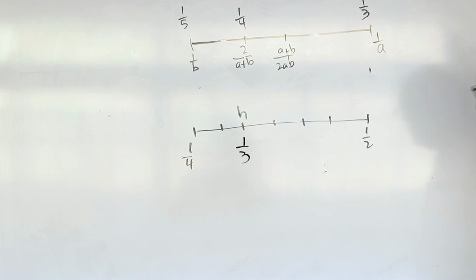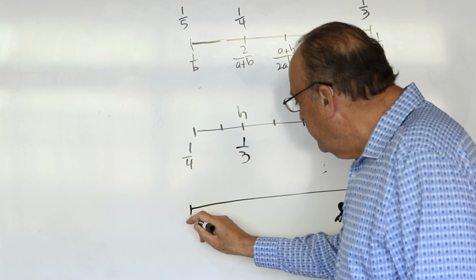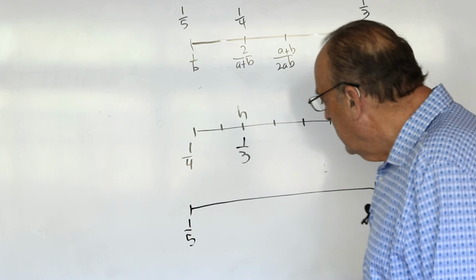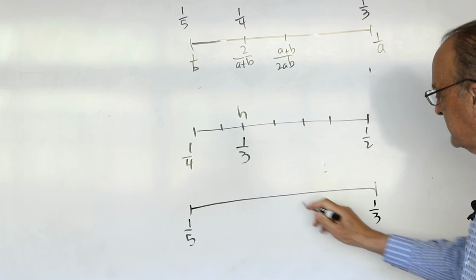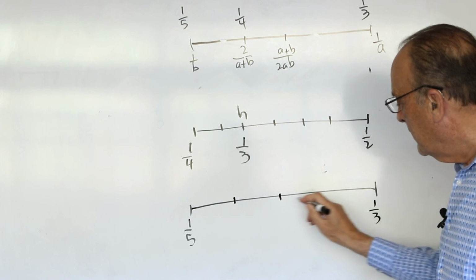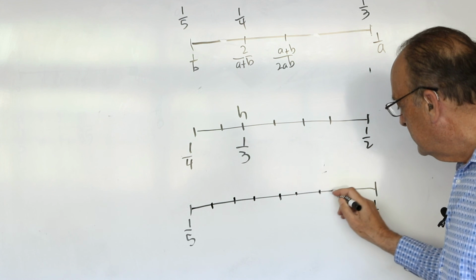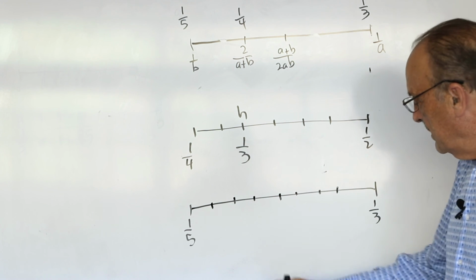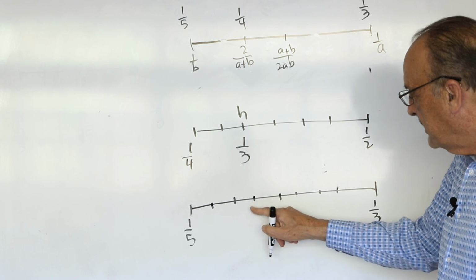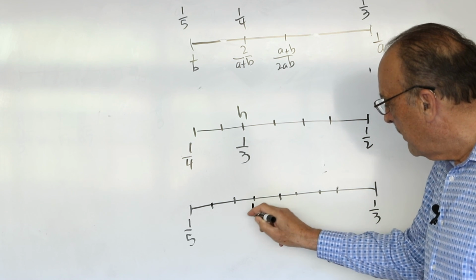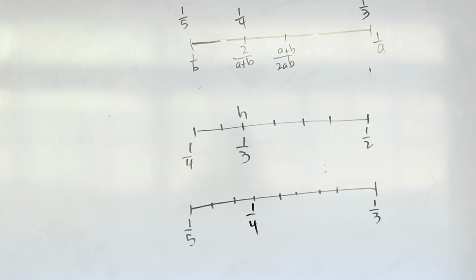Okay, so one more example. If you have 1/5 and 1/3, since 5 and 3 is 8, split this up into 8 spaces. And then, since that's 3, go over 3 spaces. And that's where you'll find 1/4. And you can check that, but it'll turn out to be true.